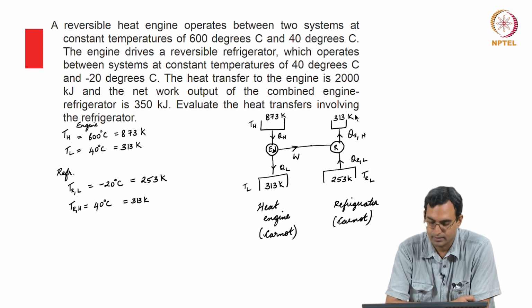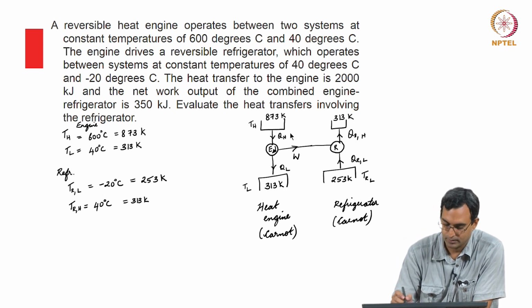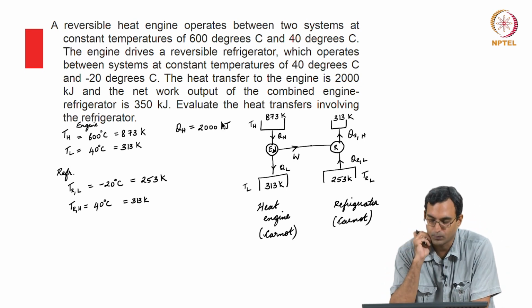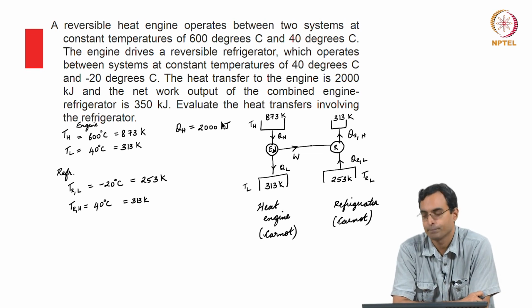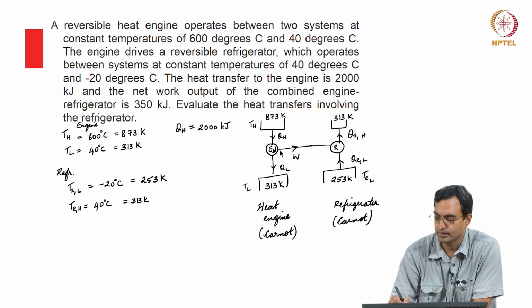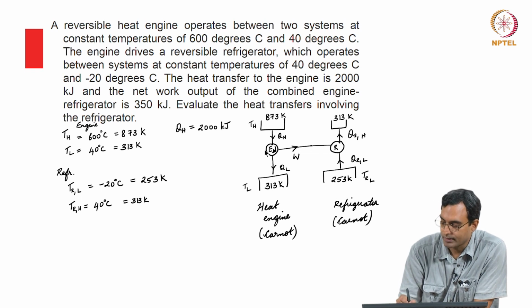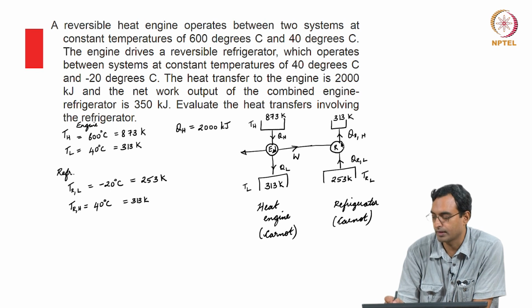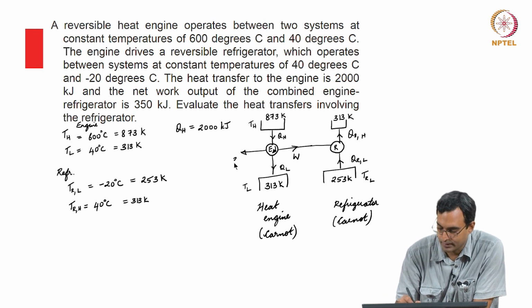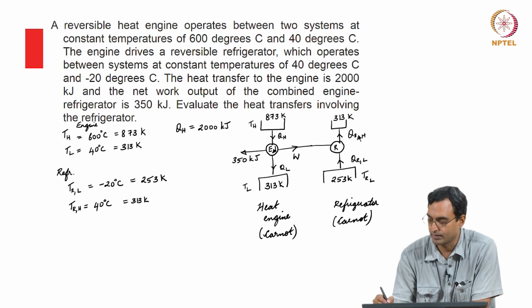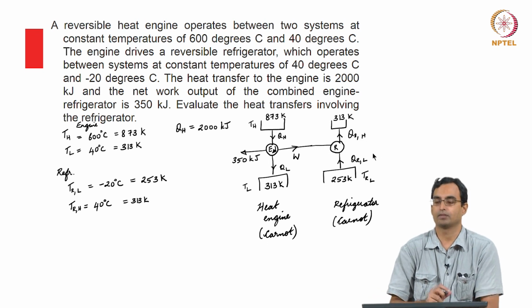The heat transfer to the engine is 2000 kilojoules. So QH, which is what we are giving the engine, is given as 2000 kilojoules. The net work output of the combined engine and refrigerator is 350 kilojoules. So what I am doing here is running an engine and giving some of the work to the refrigerator. The net work output of both put together is 350, which means that even after running the refrigerator I still have surplus work of 350 kilojoules, which I can use for something else. We are asked to find the heat transfers involving the refrigerator, so this QRH and this QRL is what we are asked to find.